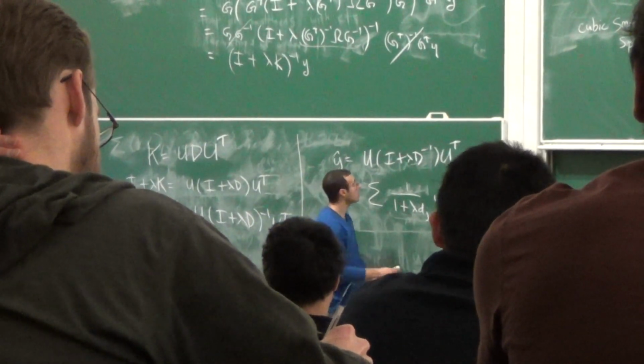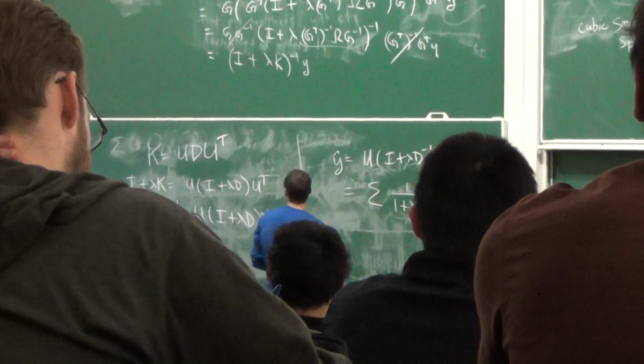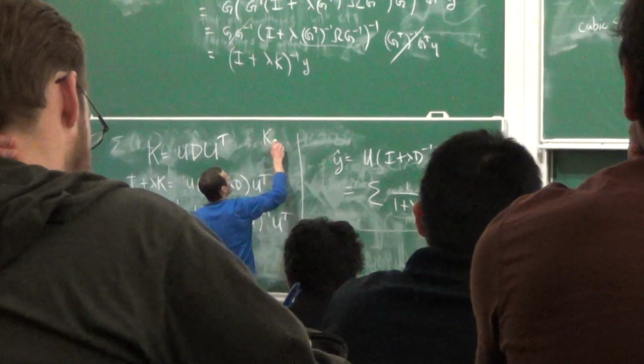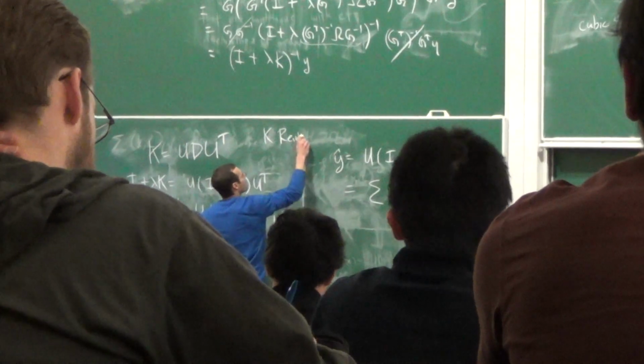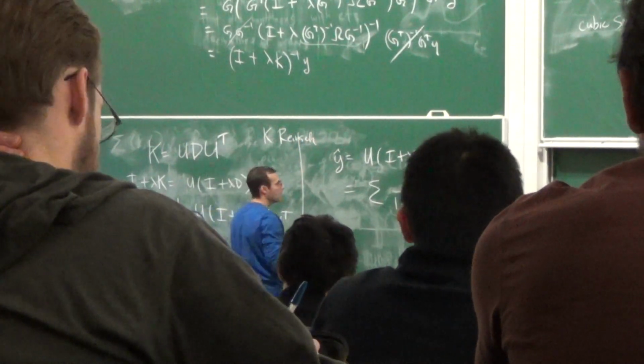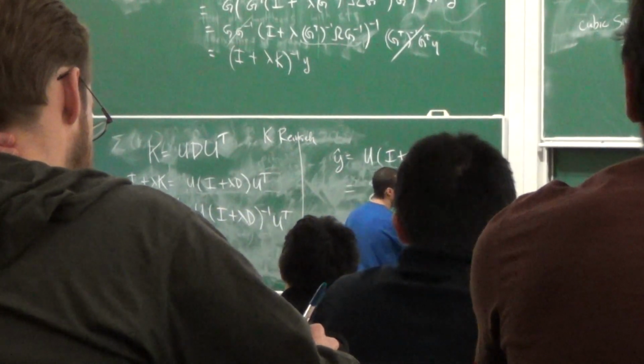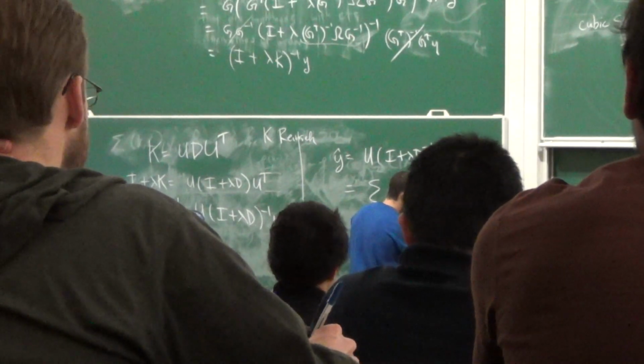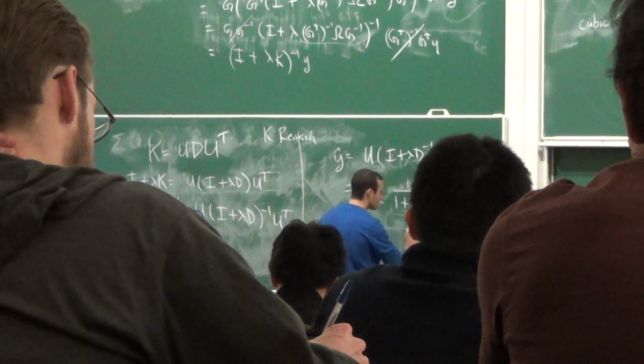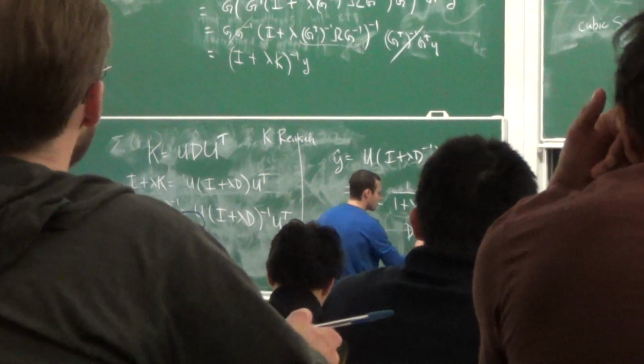So this is called, I don't know if I wrote it down, the Reinsch form. That K is called the Reinsch form for smoothing splines. And these are called the Reinsch basis vectors.